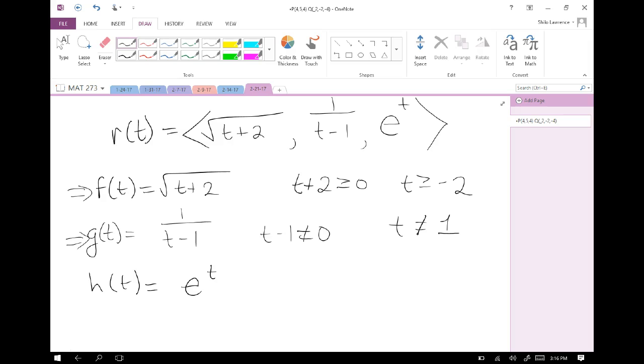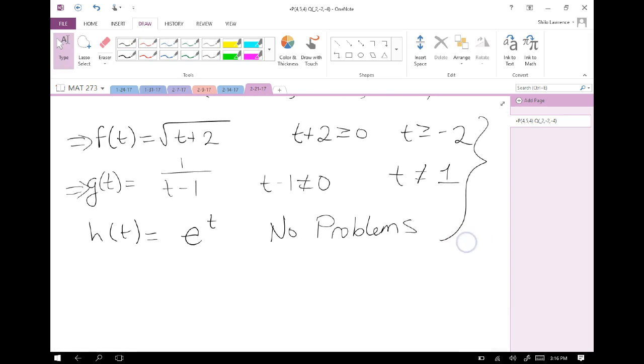So if we plug 0 in, we'll have 1 divided by negative 1, which is negative 1, so that's fine. So we can have negatives in a fraction, we just can't have negatives in a square root. So for our h of t, we have no problems. And we need to see where this stuff overlaps to get a domain for our vector valued function r of t.